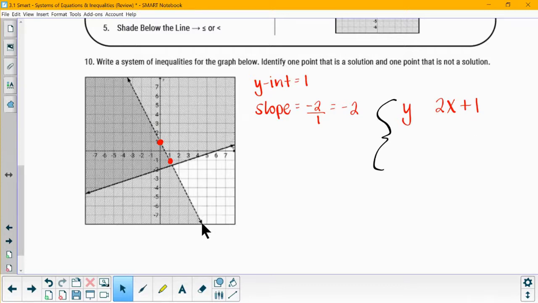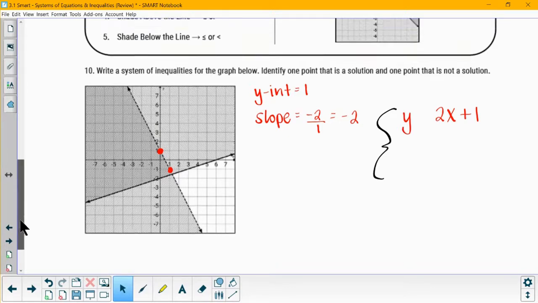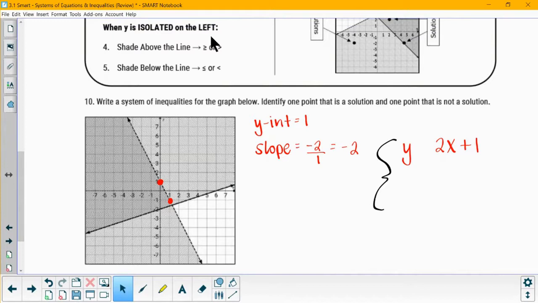First, I know it's a dashed line, meaning it's not going to be an equal to. But if I pay attention to where the shading is, everything below the dashed line is being shaded. So remember, if y is isolated on the left, which mine is, if I'm shading below the line, it should be less than symbols. And we've said it's just a less than, not a less than or equal to. So I have y is less than 2x plus 1.